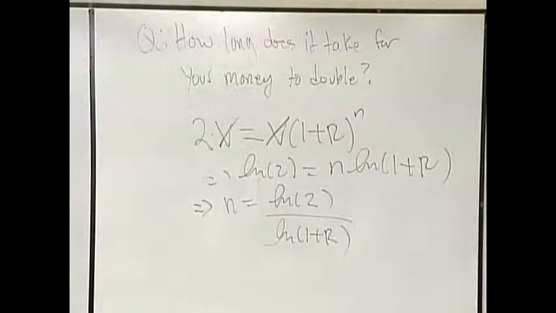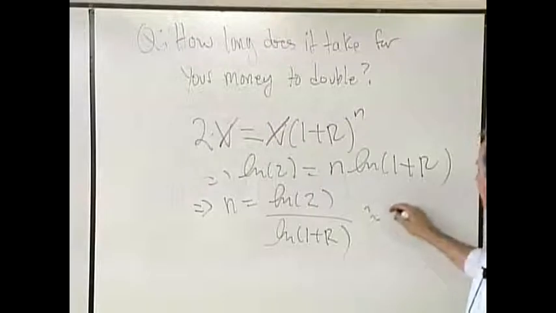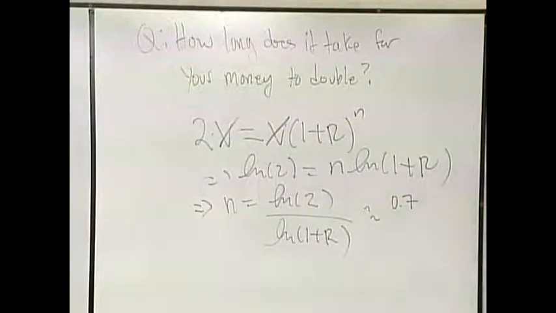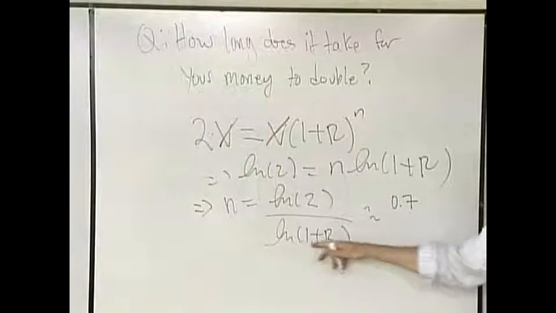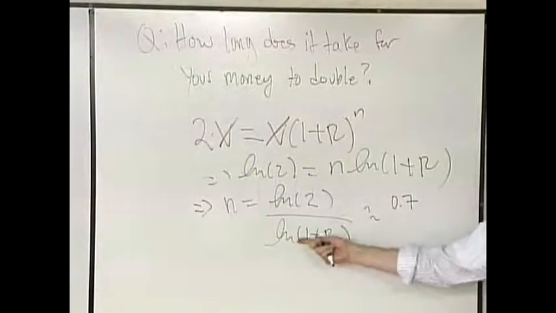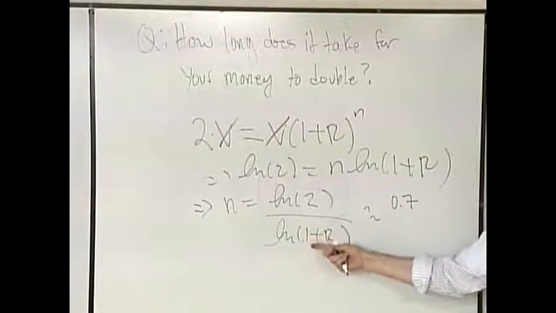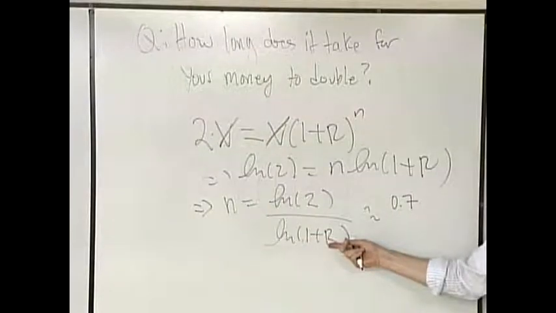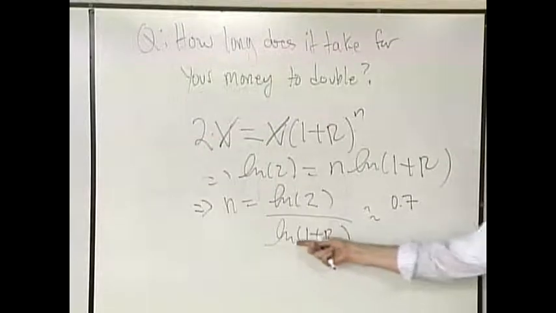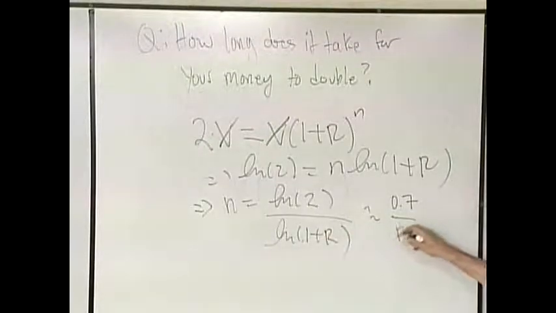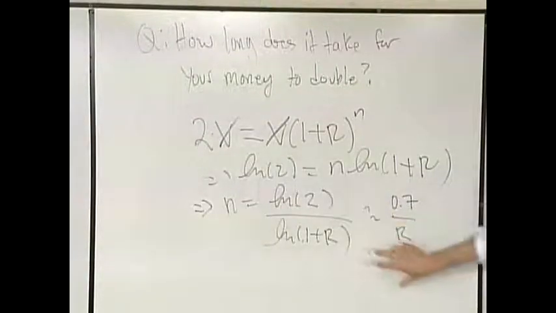Now, the logarithm of 2 is approximately 0.7. And one of the things we'll see from calculus, if you do a first-order Taylor series approximation of the logarithmic function, if the rate of return is close to 0, like 1% or 2%, then the logarithm of 1 plus r is approximately equal to r. So we can approximate this exact result by 0.7 divided by r. And so this gives the rule of thumb that's called the rule of 70.